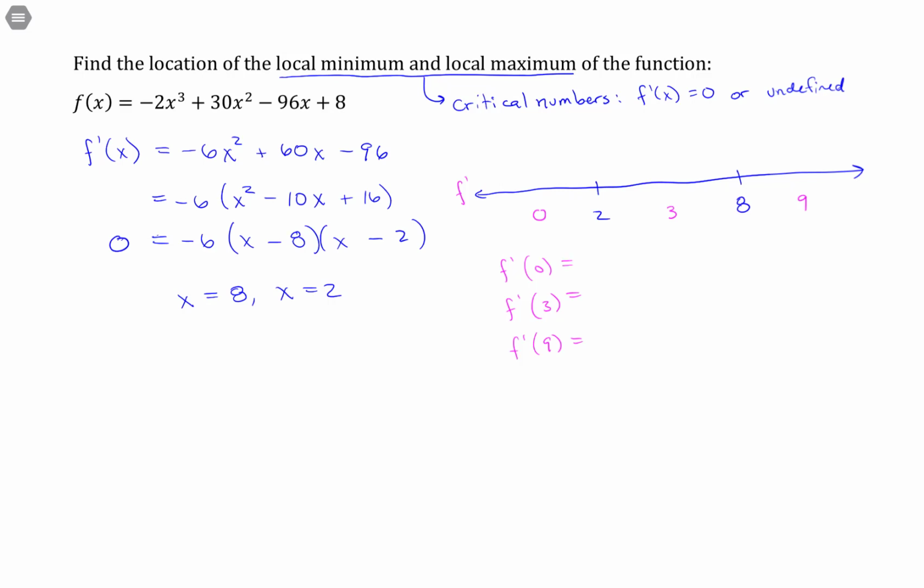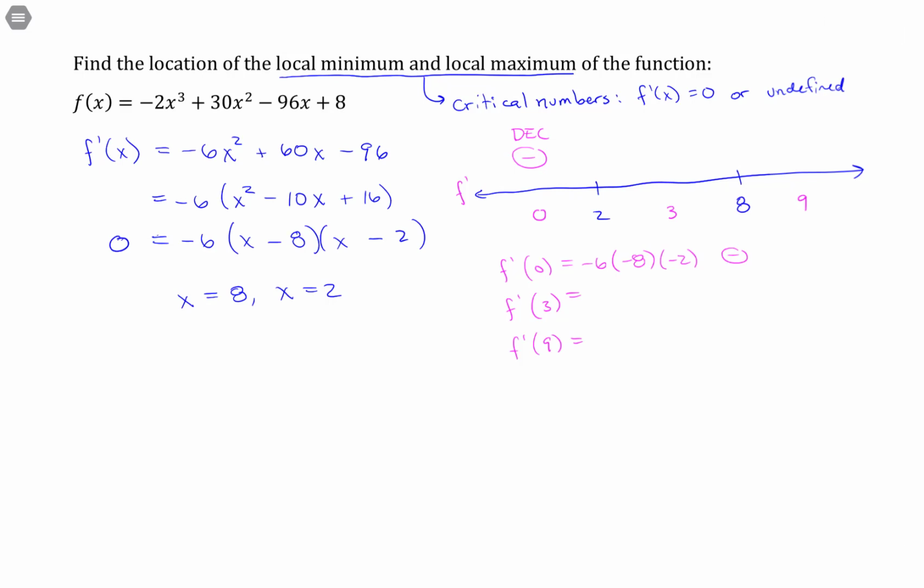I just want to know if it's positive or negative. So this would be negative 6, because there's the negative 6 here. If I put in 0, 0 minus 8 is negative 8. 0 minus 2 is negative 2. I don't much care what the actual value is. I just really want to know if it's positive or negative. So 3 negatives make a negative. So that tells me my function is decreasing on this interval.